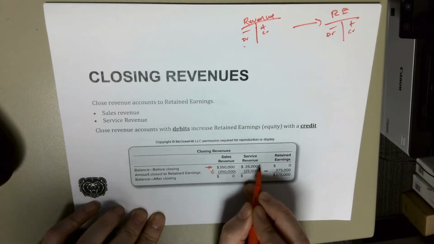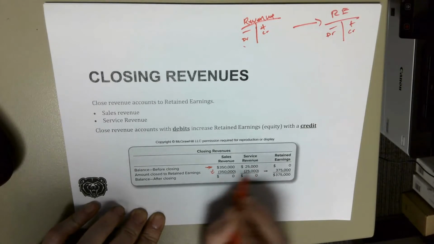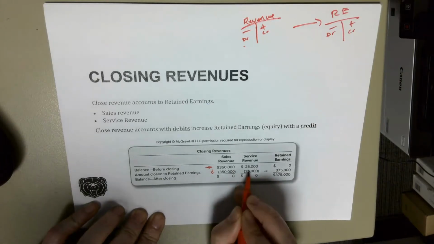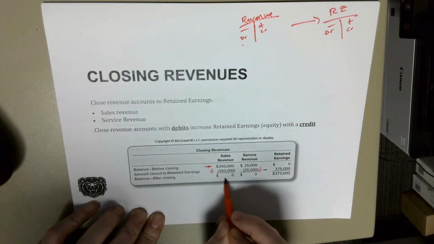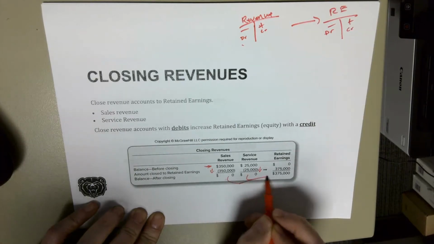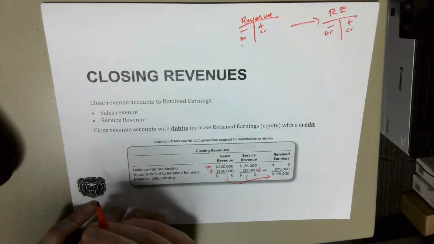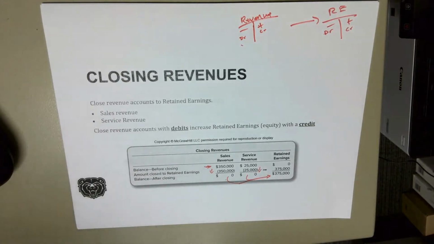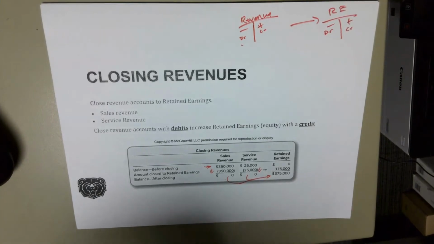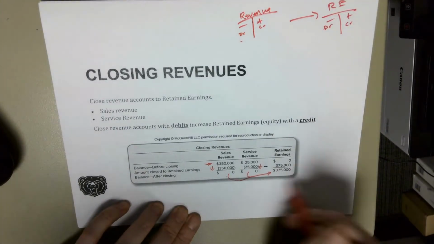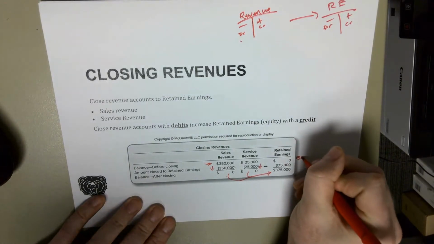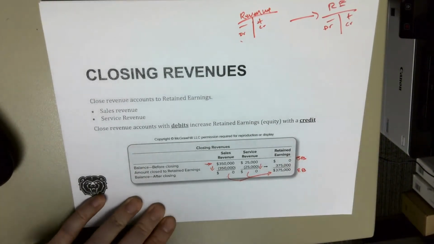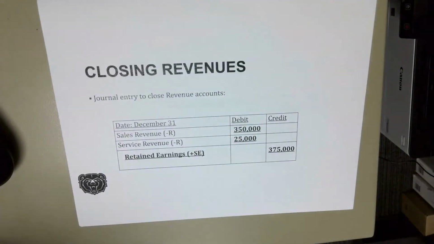Then we add some service revenue in the amount of $25,000. Same case, we need it to equal 0. So we're going to reduce it by $25,000. And we're essentially just taking these and we're moving them to retained earnings, okay? Because it's our retained earnings, it's just our net income that we're going to keep after dividends, right? So now we have $375,000 in retained earnings. Our beginning balance was 0. Our ending balance is $375,000, okay?